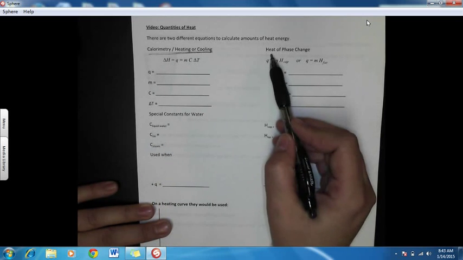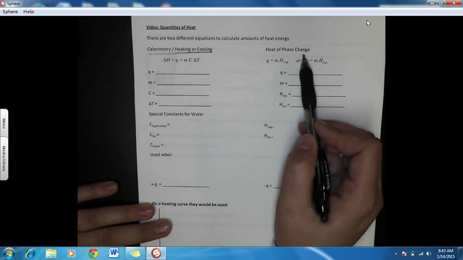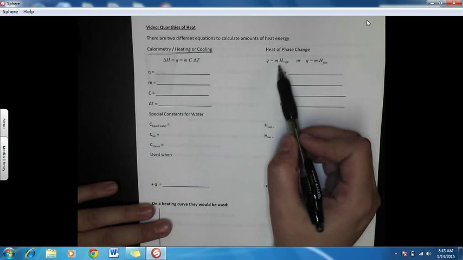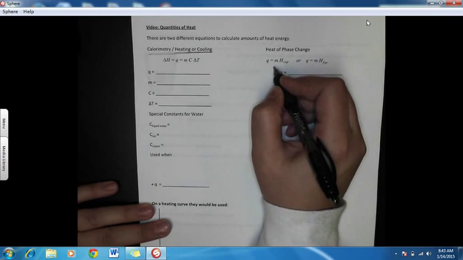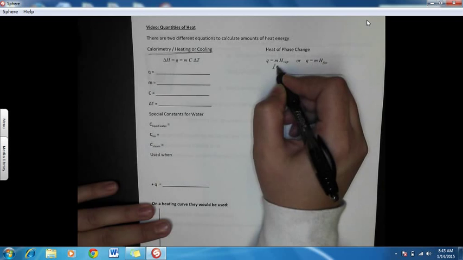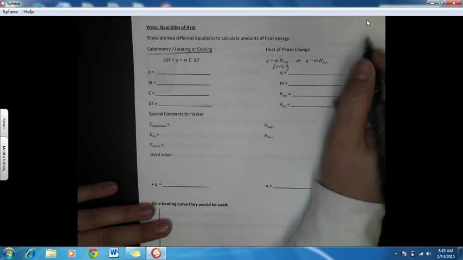When we have the heat of a phase change, though, we don't have a change of temperature, and so we use Q equals mass times heat of vaporization. We use heat of vaporization when we're going between liquid and gas. And we use heat of fusion when we're going between solids and liquids.